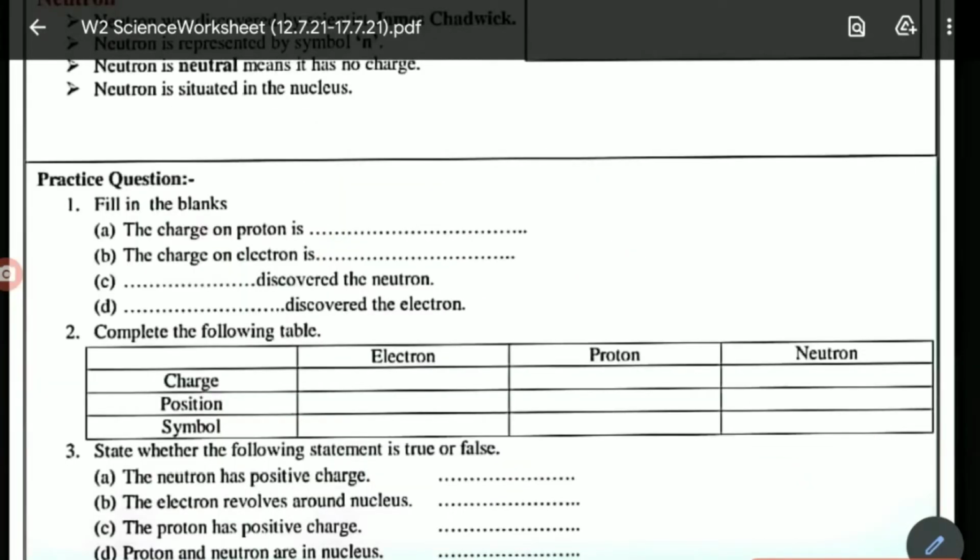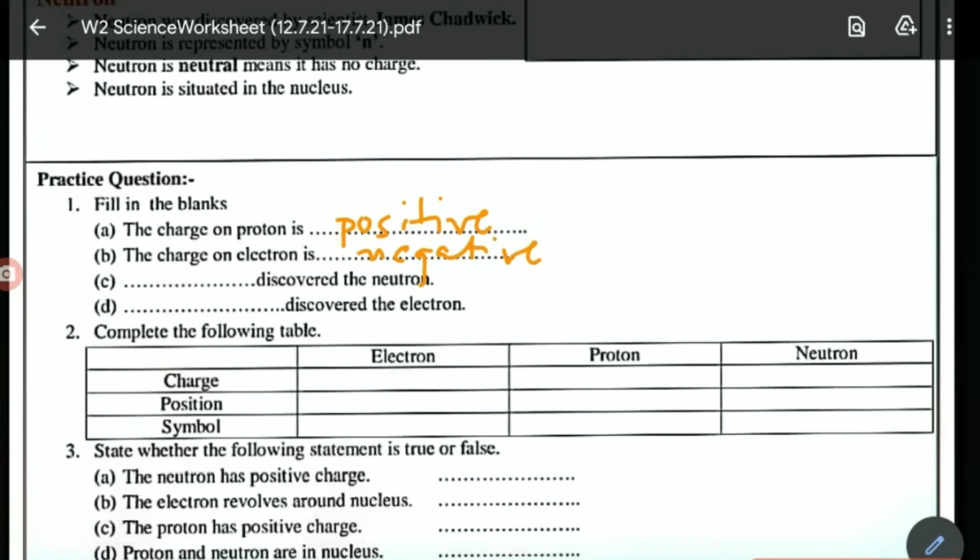Okay, so now let's discuss the questions. The first question is, the charge on proton is, so we have seen it just now, the charge on proton is positive. The charge on electron is negative.